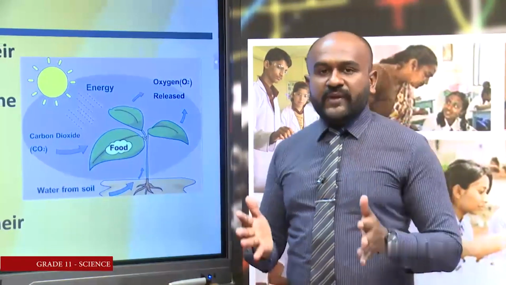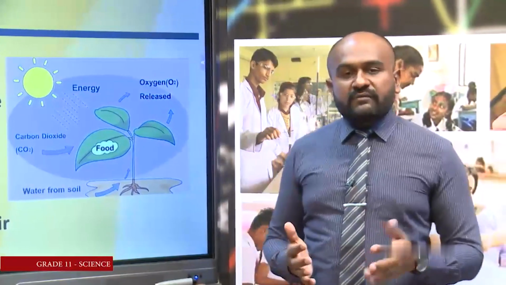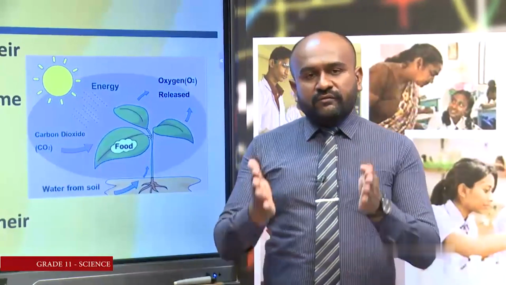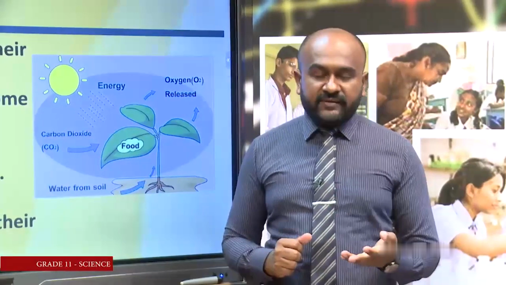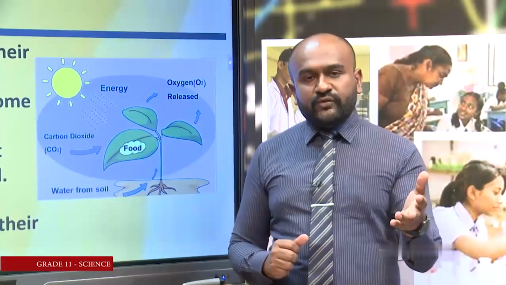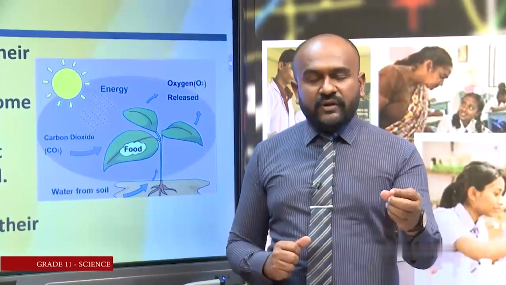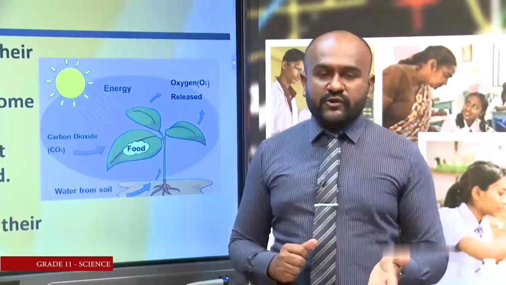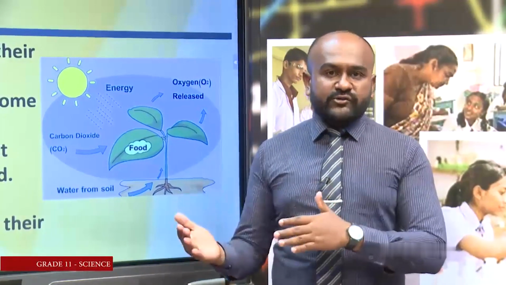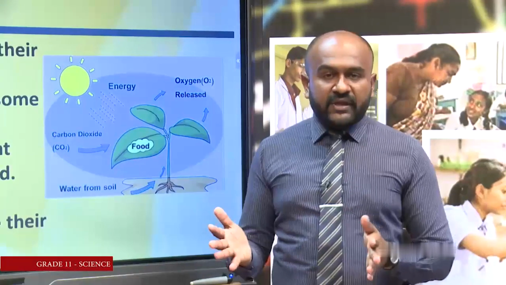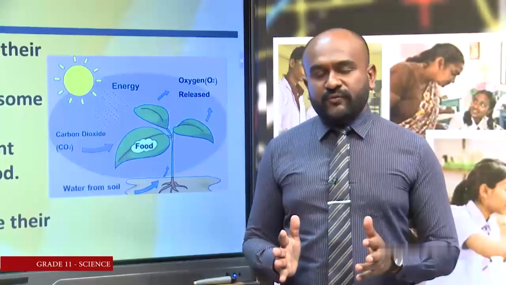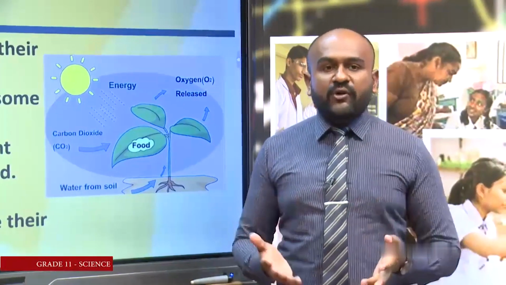So, that is the nature of autotrophs. Green plants are photoautotrophs. Why do we call them photoautotrophs? Photo means light. As these green plants use light energy to produce food, we call them photoautotrophs. Meanwhile, there are chemoautotrophs like some bacteria. They use chemical energy to produce food, so you call them chemoautotrophs.